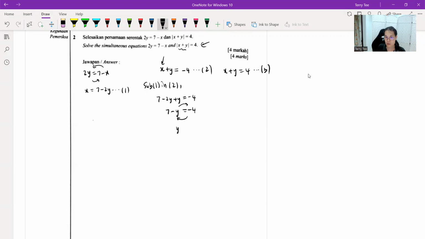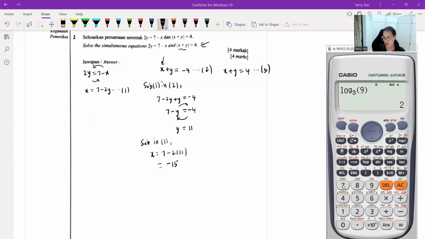You can bring this over. Your y is now positive y. Negative 4, bring over to the left. You get 7 plus 4. y is 11. Now, remember, you have to solve for x and y. You got y, you need to find x. You sub inside equation 1. Your x is 7 minus 2 times 11. Basically, it's 7 minus 22, which is negative 15. You can just use your calculator. There you go. Yep. All right.